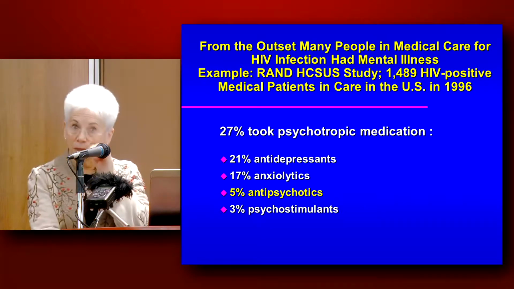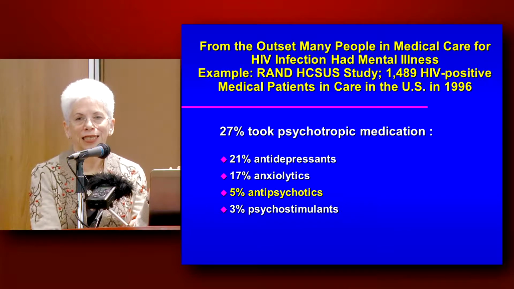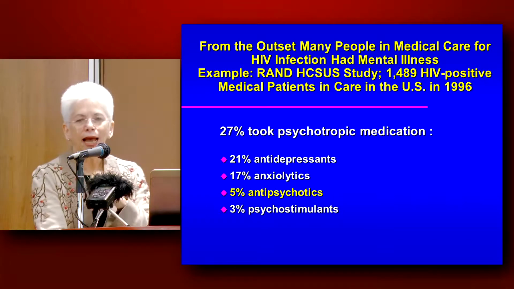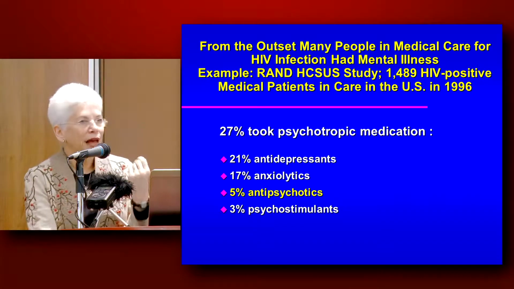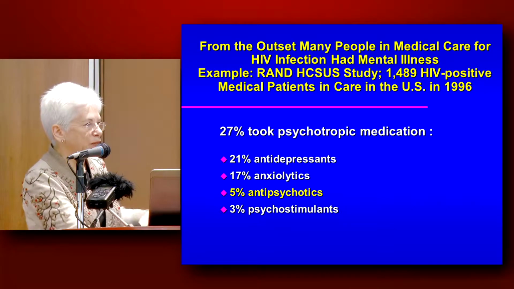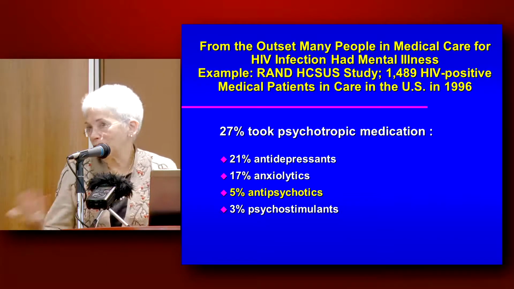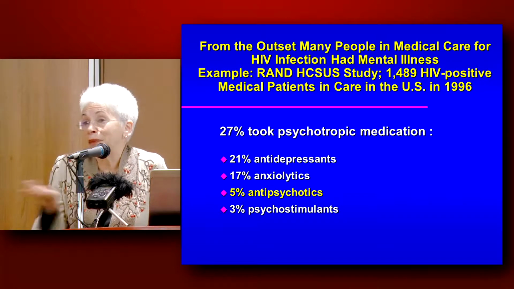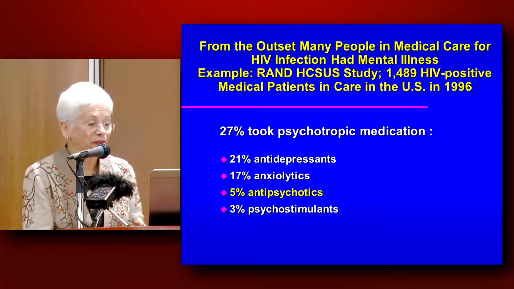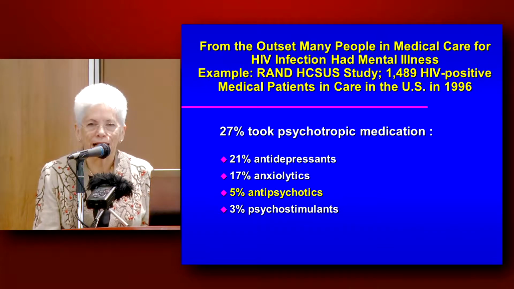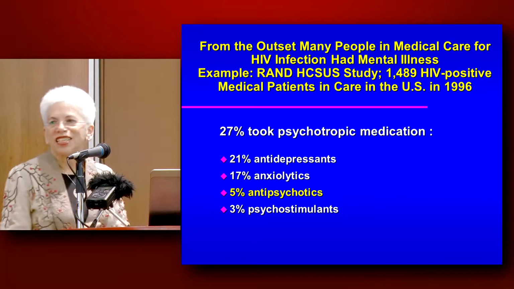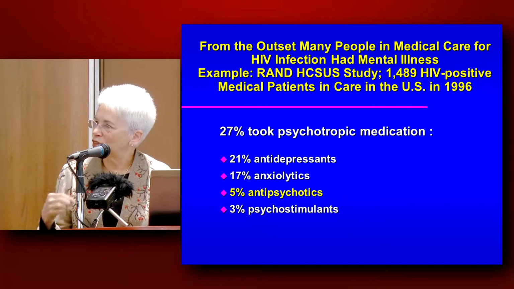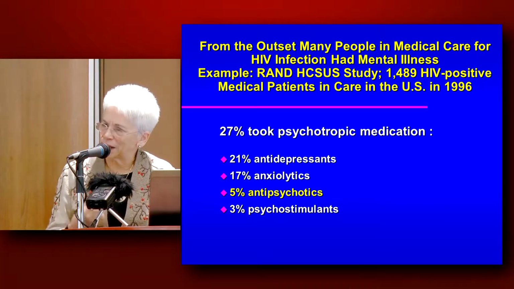But early on, there was a study done in the U.S. of people who were HIV positive in medical care in 1996. And about 27% of them were on psychotropic medication. So that meant that 1 in every 4 people in a medical setting, this was not a psychiatric setting, were already taking a psychotropic drug, and there might have been many people who had undiagnosed mental illness. And 5% were on antipsychotics, and that was before people went crazy and started to give them to just about everybody on earth. So it made you realize that people running a medical program for HIV were seeing a lot of mental illness.